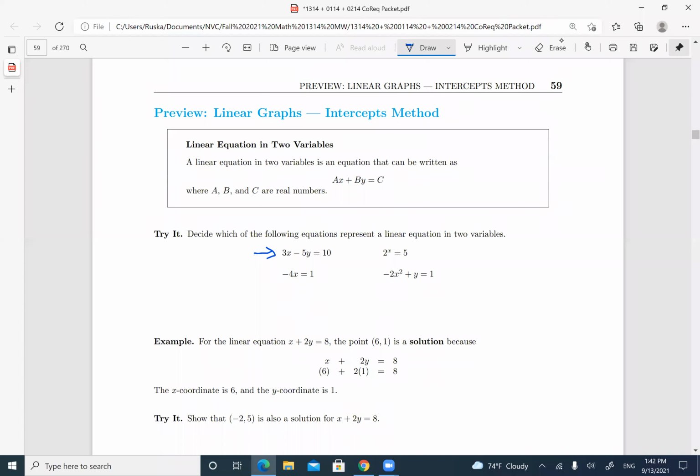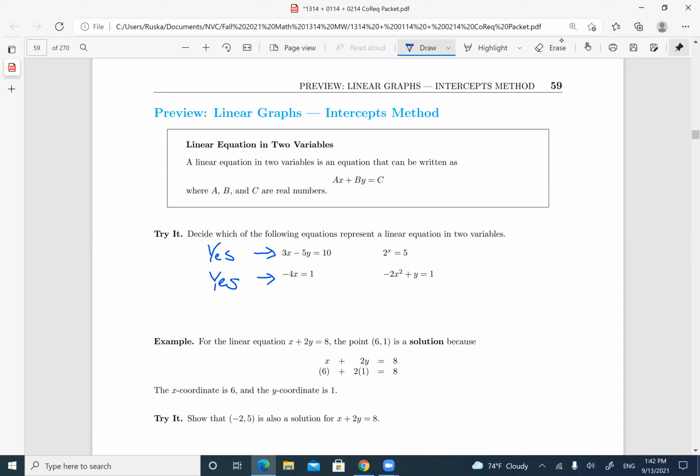Is it linear? Yes, because you have number x and number y equals number. So yes, it's a linear equation. How about this one? Negative 4x equals 1. Yes, it's also a linear equation. You have x, you have a number, you have y. That's what a linear equation is.